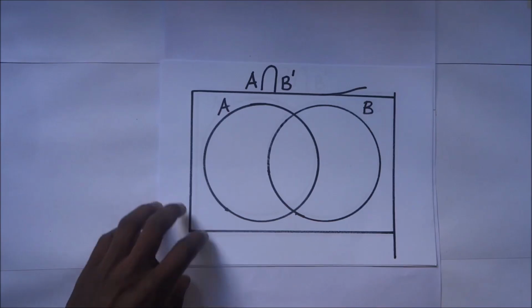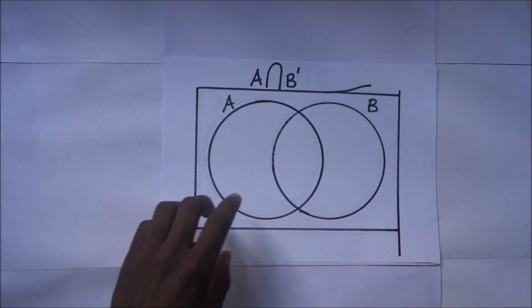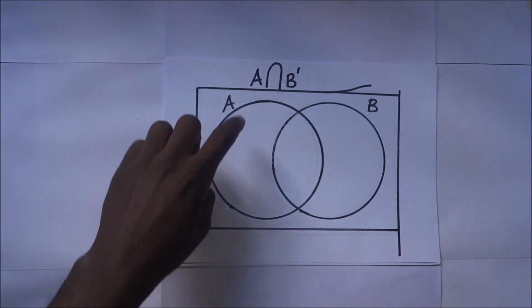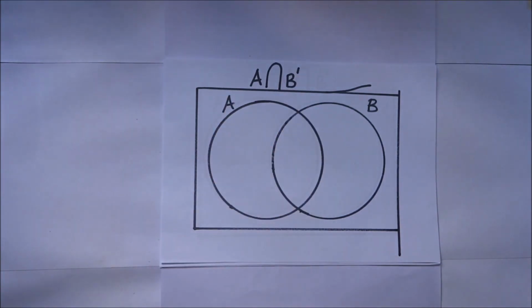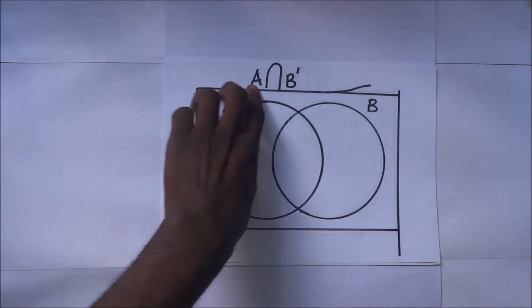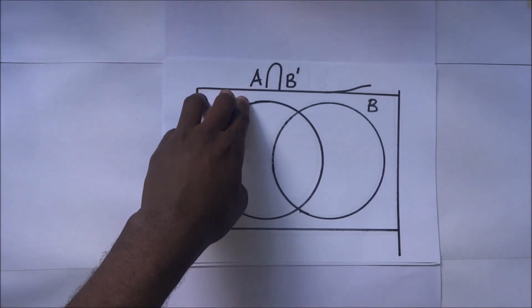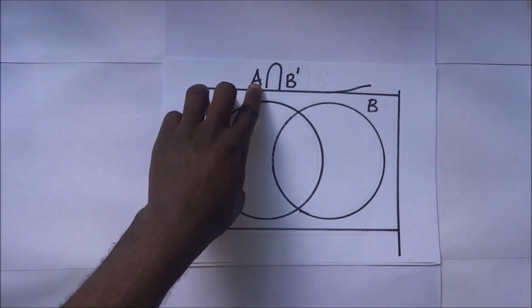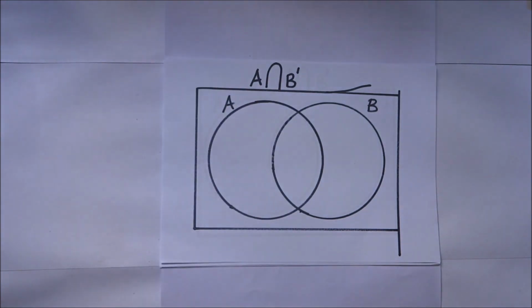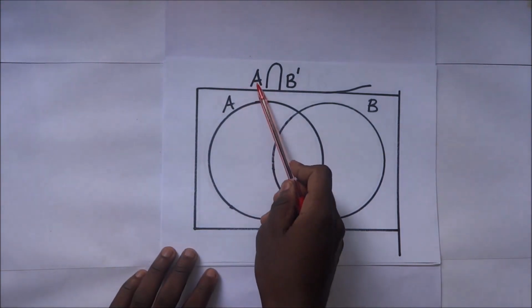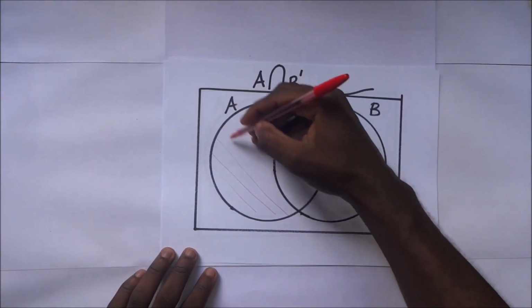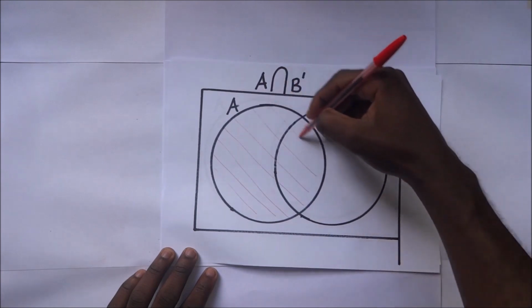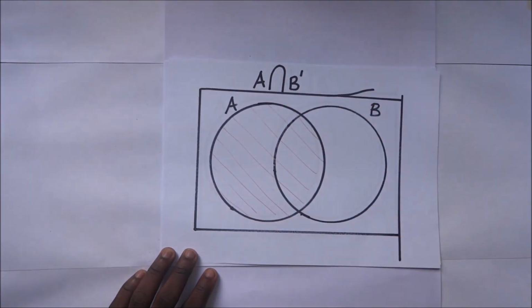Like that. Now we have set A intersection B complement. Here we are having set A and set B complement. In this case, they want us to find the intersection between set A and set B complement. So let's investigate where these two are joining. If you look, set A is just this. I'm shading set A. That is set A.